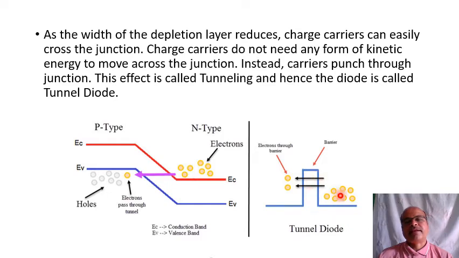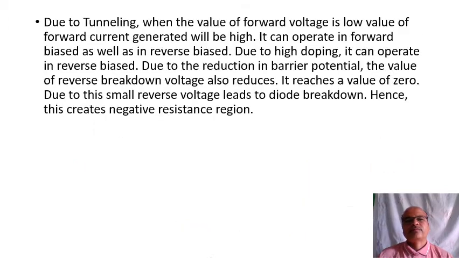So this is a barrier, and electrons crossing this barrier is called tunneling. Due to tunneling, when the value of forward voltage is low, the value of forward current generated will be high. It can operate in forward bias as well as reverse bias.